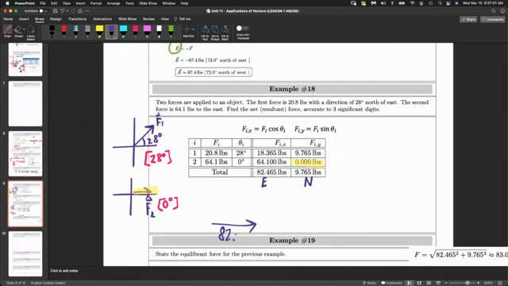So it's 82.465 east, and then it's 9.765 north. And these are units of pounds. And the resultant vector is over there. And the angle required is theta. So we are going to do the reconstruction now.